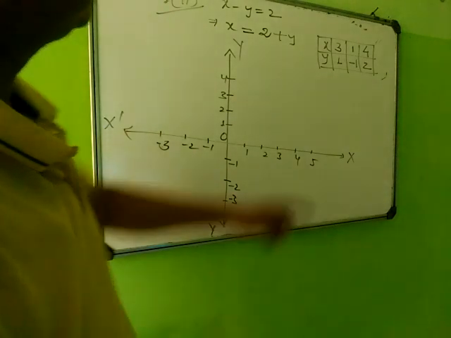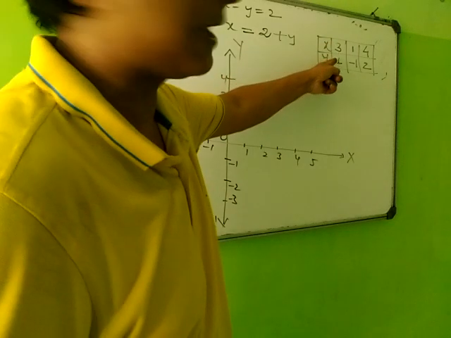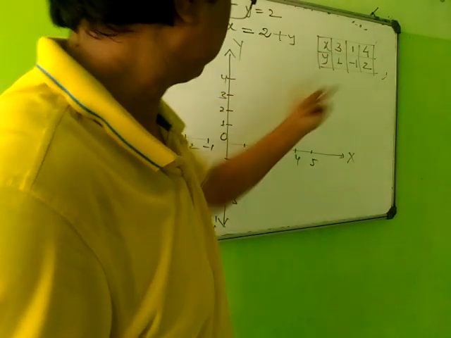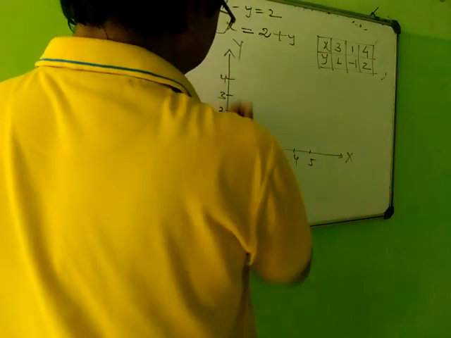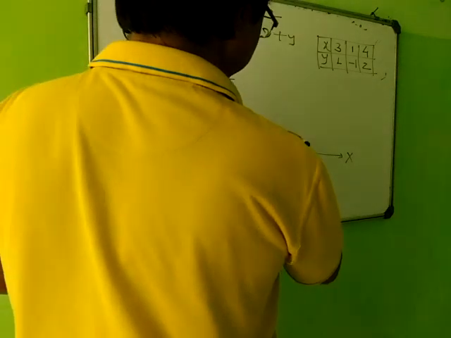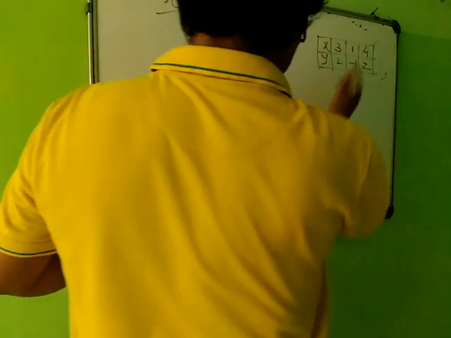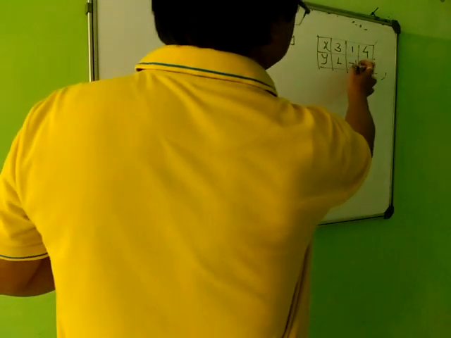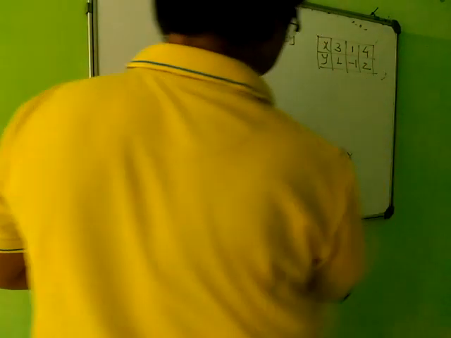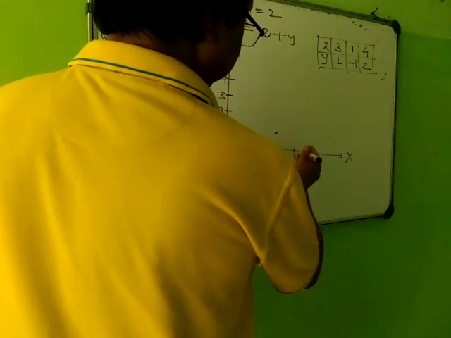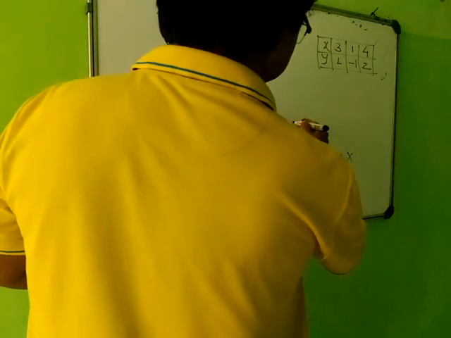So now x is 3, y is 1. So it is plus and plus. First quadrant. So x is 3, y is 1. Say this is the one. Then x is 1, y is minus 1. Then x is 4, y is 2. So this is 2.